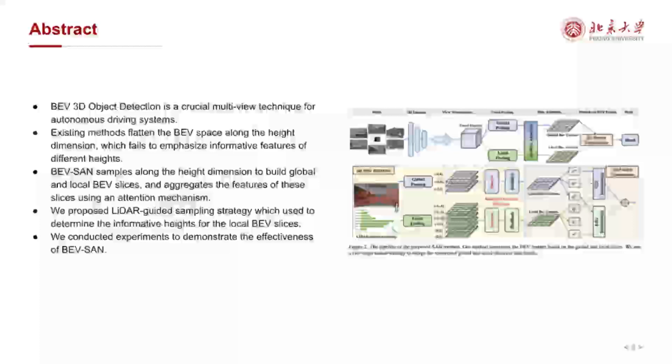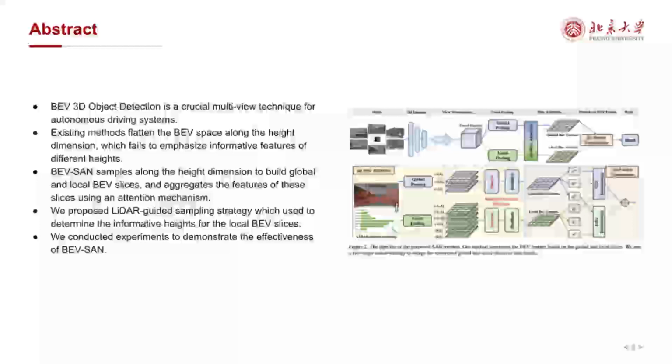Existing methods aggregate the multi-view camera features to the flattened grid in order to construct the BEV feature. However, flattening the BEV space along the height dimension fails to emphasize the informative features of different heights. For example, the barrier is located at a low height while the truck is located at a high height.